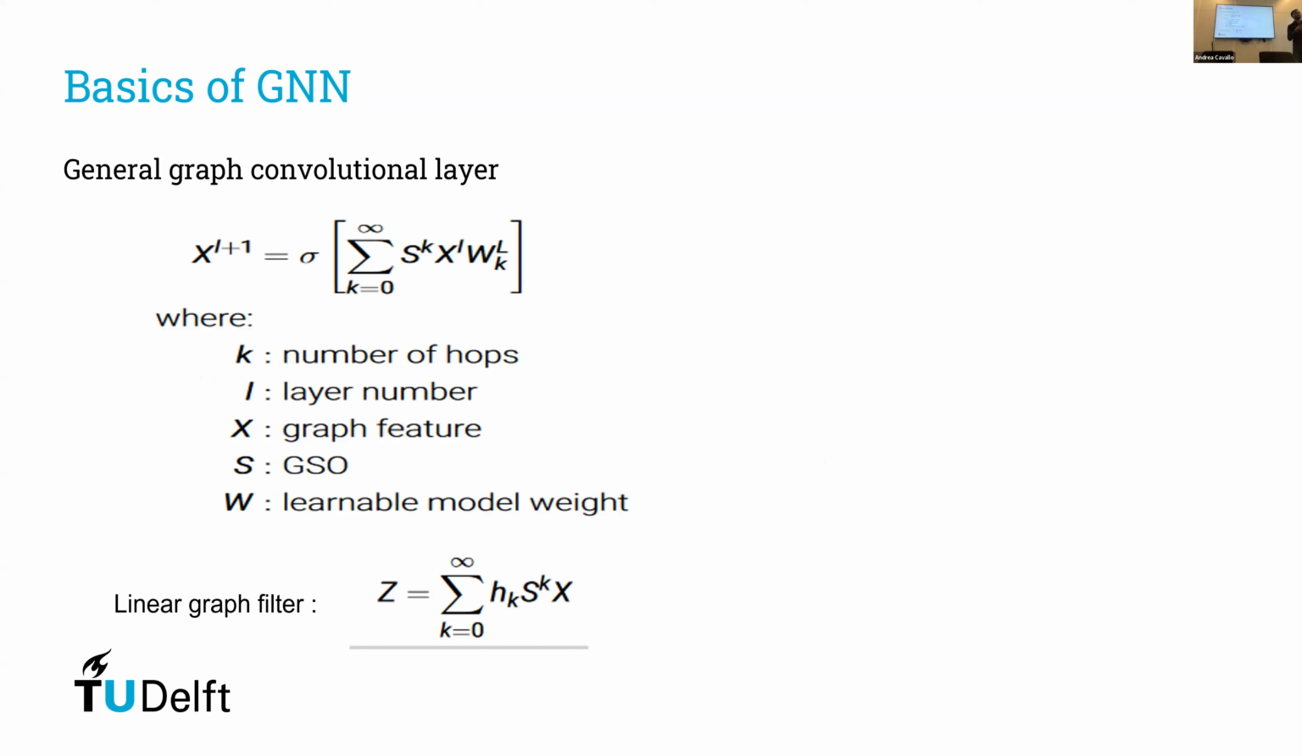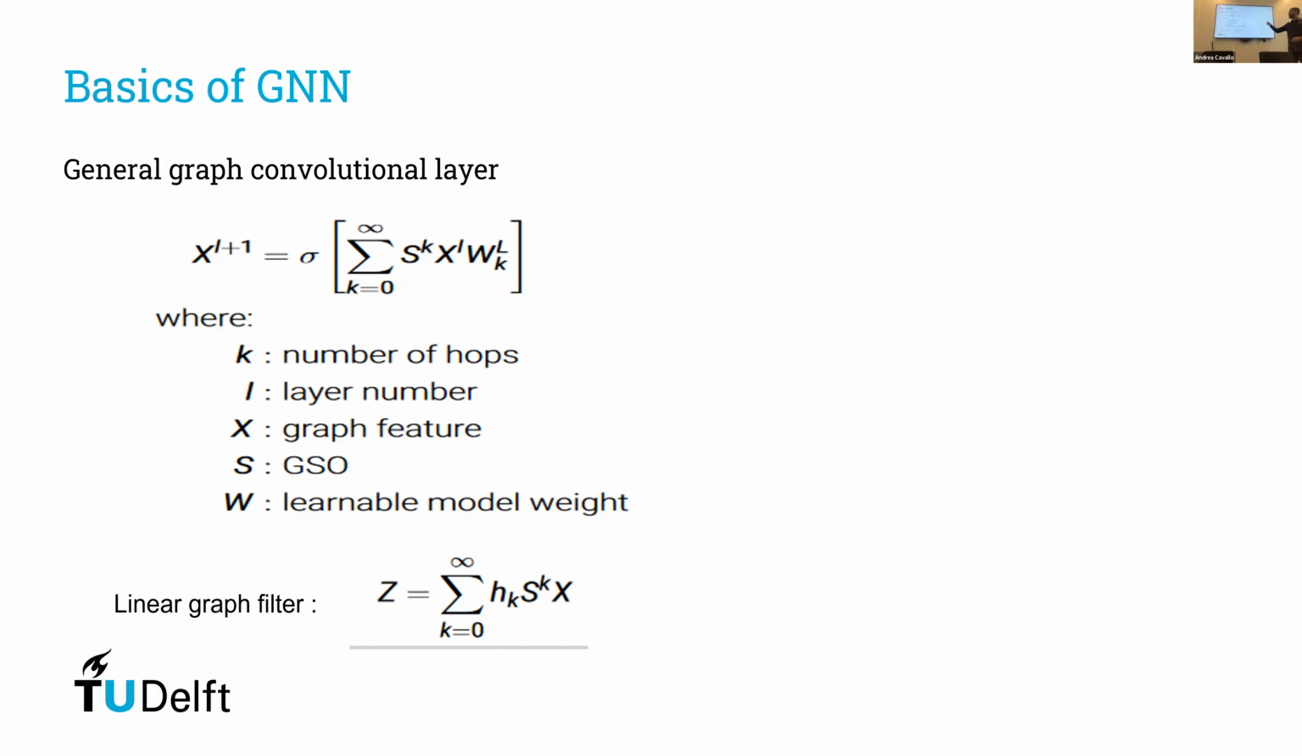Before I go further, maybe just some basics on graph neural networks and what the graph shift operator actually does. A general graph convolution layer is like this. You have the graph shift operator, which is the matrix S. If you're aggregating messages from several hops away, the K represents the number of hops, so how many neighbors away you're aggregating information.